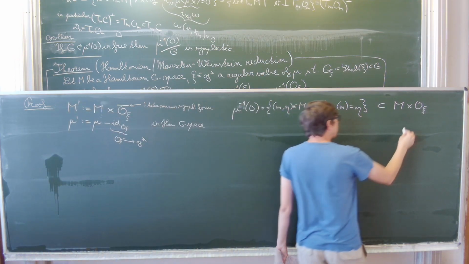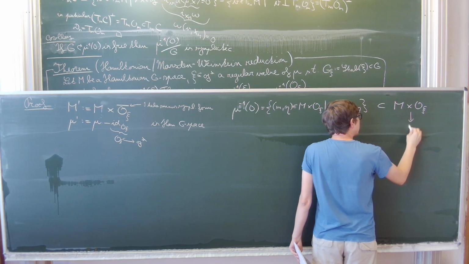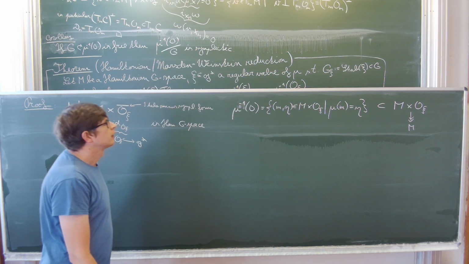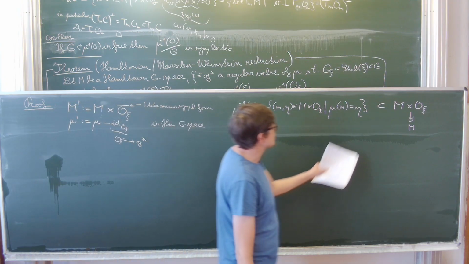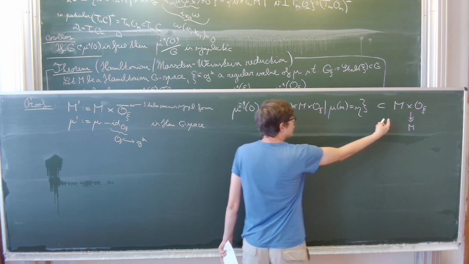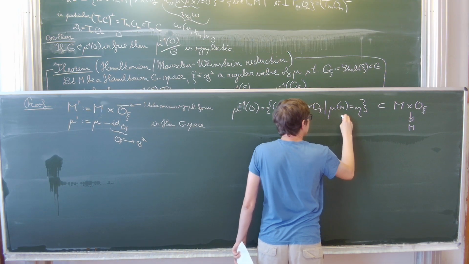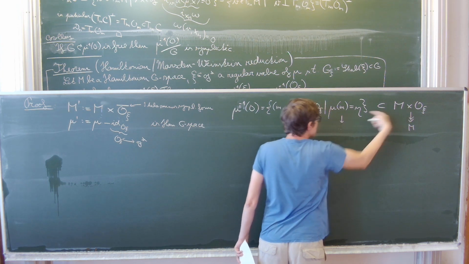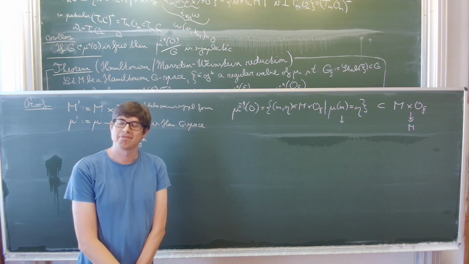Here I have a natural surjective map to M, the projection. So what do I get if I apply this? If I project to M, what do I get down there?